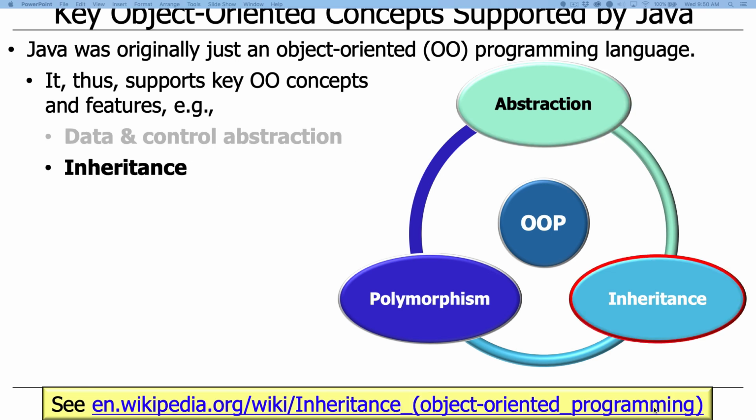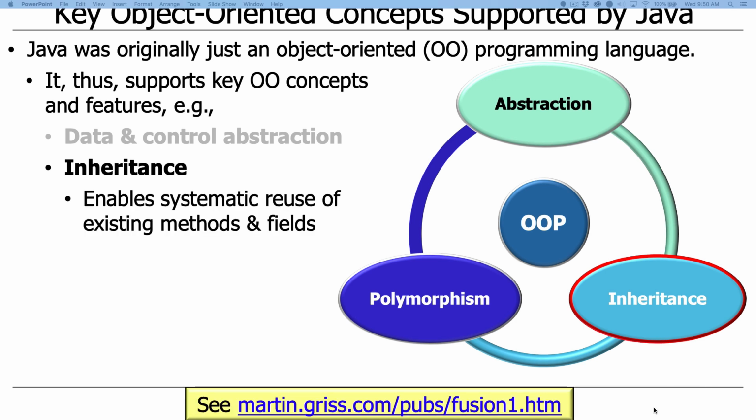Another feature it had was the concept of inheritance, which we cover in 101, but is a crucial part of Java and object-oriented design and programming. What inheritance does is that it enables systematic reuse of existing methods and fields that come from so-called superclasses that are inherited or derived by subclasses.